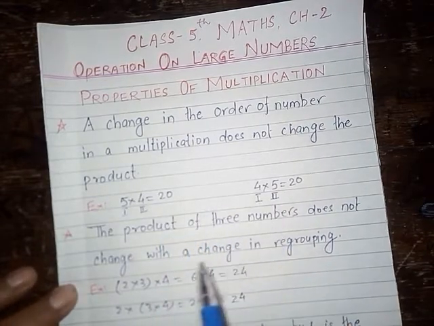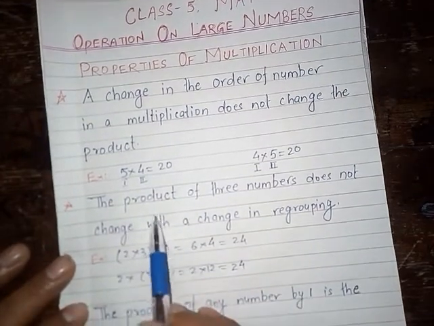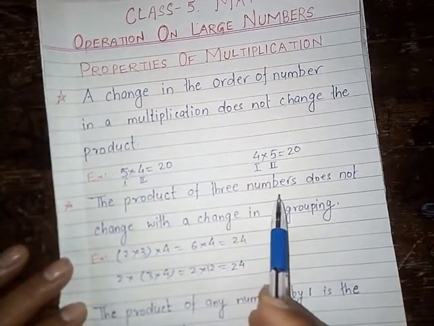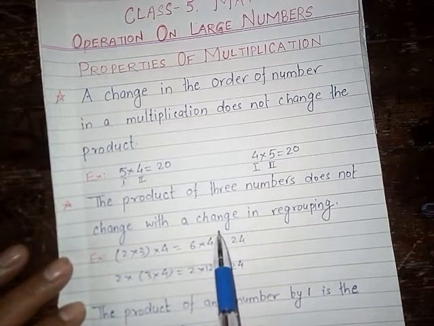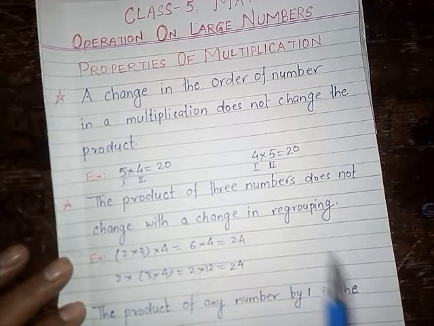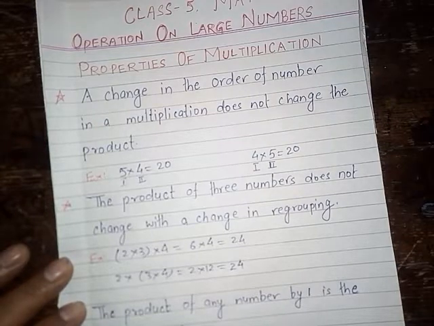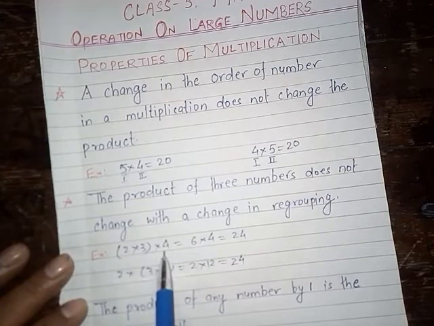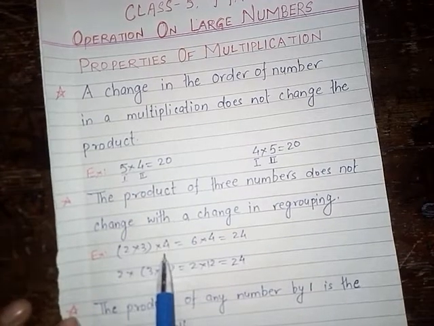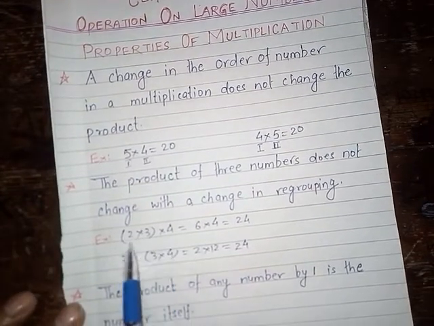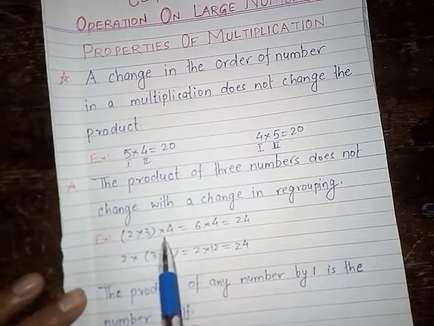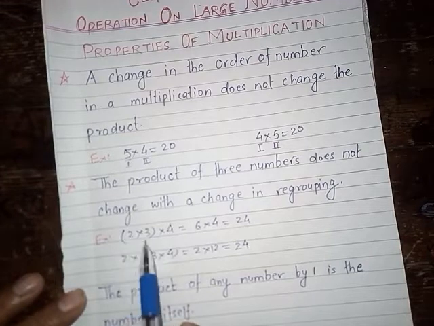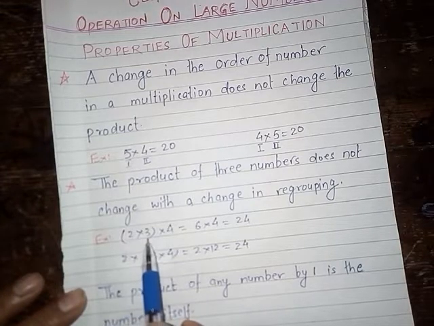Okay. The next property is the product of three numbers does not change with a change in regrouping. The meaning is suppose you have three numbers 2, 3 and 4. So how will you find out the product of these three numbers? There are two methods. First, we make the group for the first and second number.